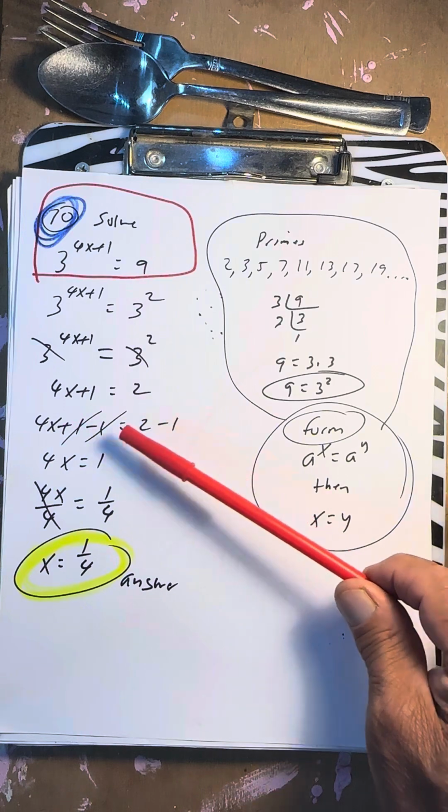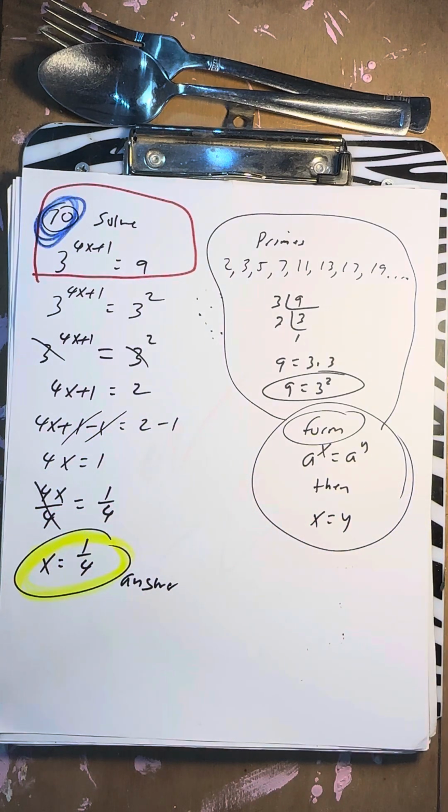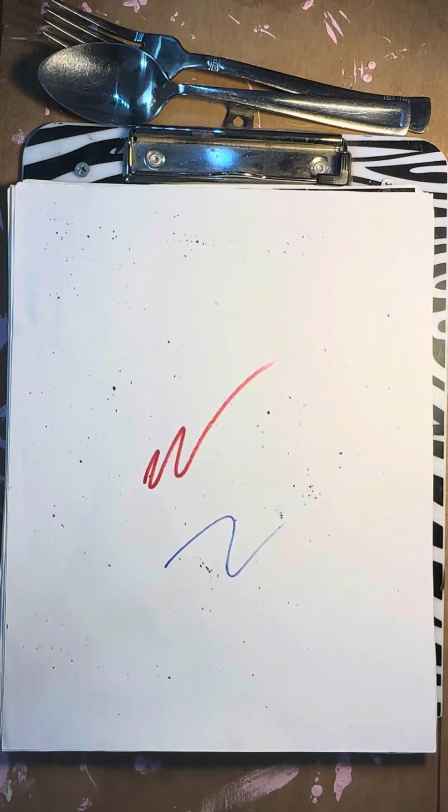Subtract 1, subtract 1. So 4x equals 1. Divide by 4, divide by 4. So x has to be what? 1/4. Yes. All right, next one. What? That's it. Those are the questions for now.